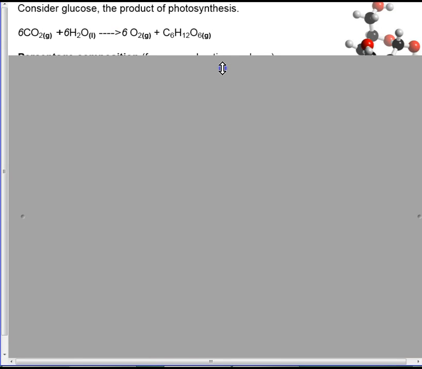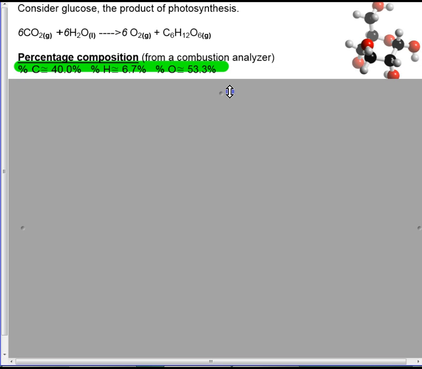The process of determining a molecular formula is pretty involved, so you just want to make sure that as we go step by step, you understand each individual part, and with practice you'll be able to put together all of the separate pieces. So the first stage, assuming we don't know the molecular formula for glucose, would be to determine its percentage composition.